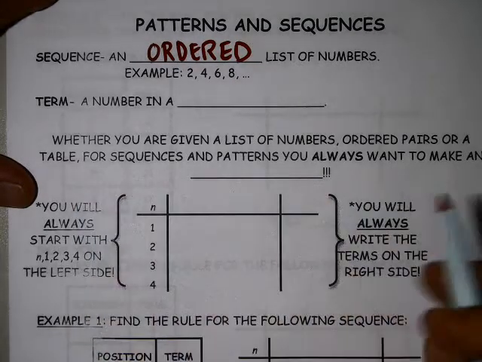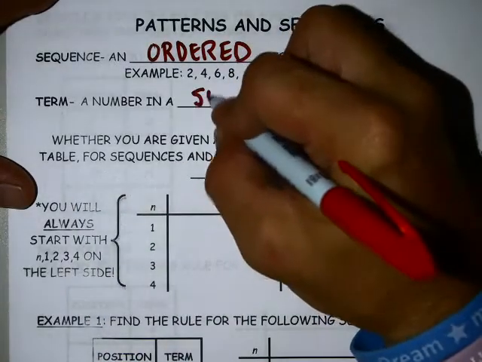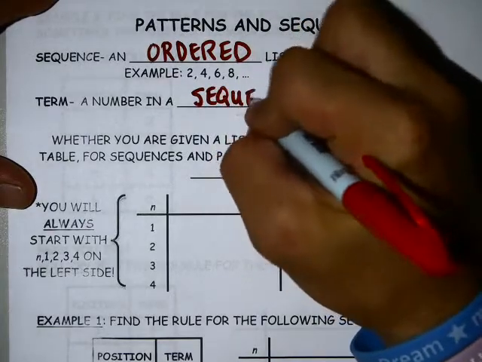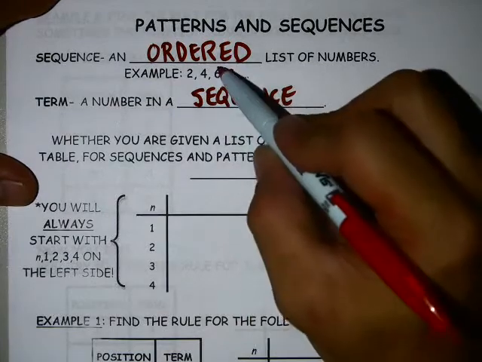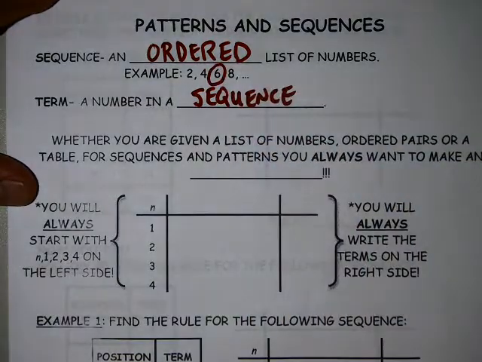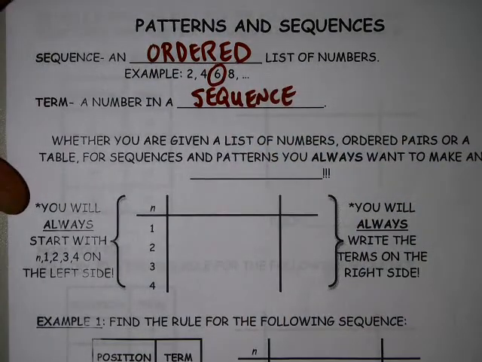A term is a number in a sequence. So if I said in the one above here, what is the third term, well, you would say it was 6. So the number in the sequence is a term.